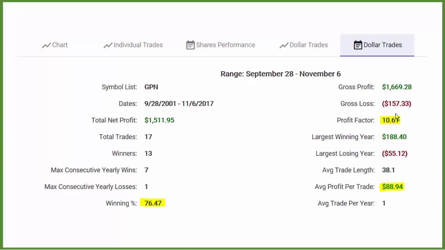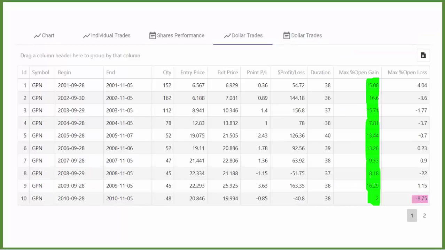Then I'm going to take a look at the dollar trades. Okay, so here's the dollar trades from a stat. I'm going to click on dollar trades right next to it, and that's going to give me a trade by trade. This trade by trade is going to show me the max percentage open gain during this time and the max percentage of open loss that occurs during this time. It's based on a daily basis. It's not intraday. These are not intraday stats. It's based on an end of day close basis once you get in.